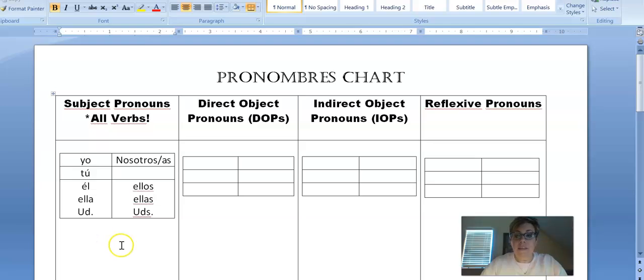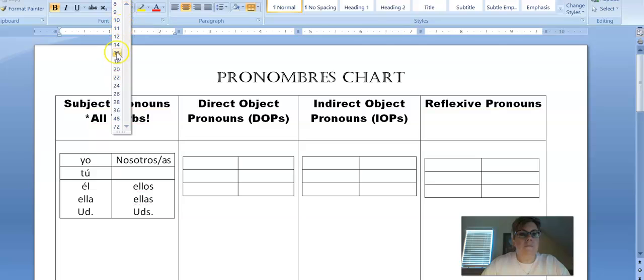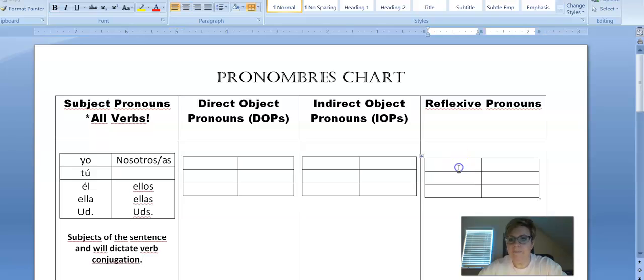And so basically what these are is the subject of the sentence. So they're the subject. Let me get down to a better font here for us. These are subjects of the sentence and will dictate verb conjugation. Right? You're going to conjugate your verb based on one of these, the subject pronouns. Okay? Easy enough? Awesome.